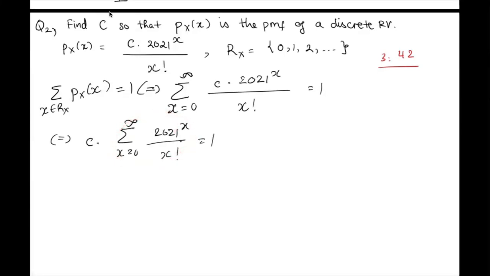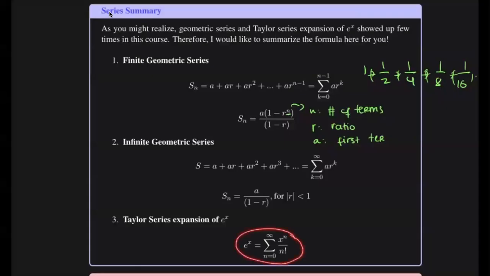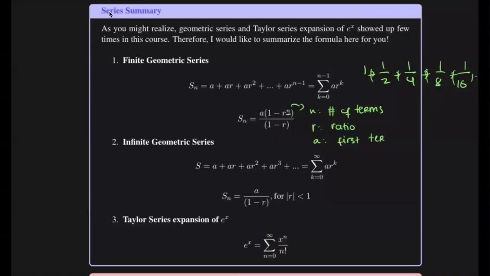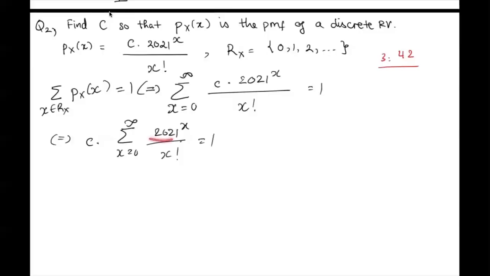This one here, it should look like this. So we have the summation from 0 to infinity, and then some number to the power of n divided by n factorial. Here, x acts as n in that formula. And x here is 2021. So the whole summation is equal to e to the power of 2021. And c would be 1 divided by that.